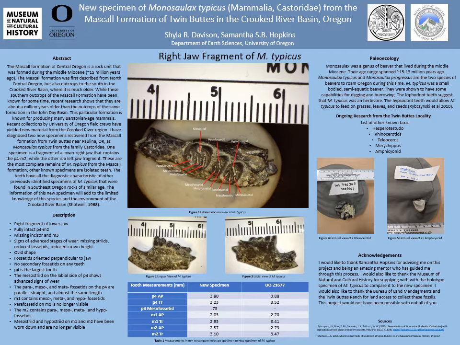This specimen was found in the Mascall Formation of the Twin Buttes locality near Paulina, Oregon. This is a special location as it produces exceptionally well-preserved fossils in an area where fossils are usually exposed and weathered prior to burial. I have diagnosed 2 specimens of Monosaulax typicus, but we will only be focusing on a fragment of a right jaw of an individual for this presentation.